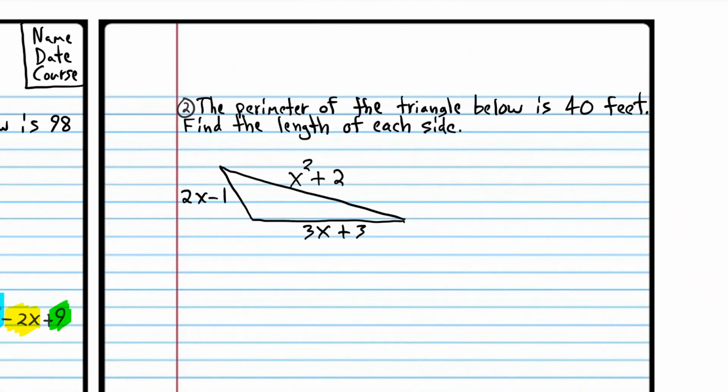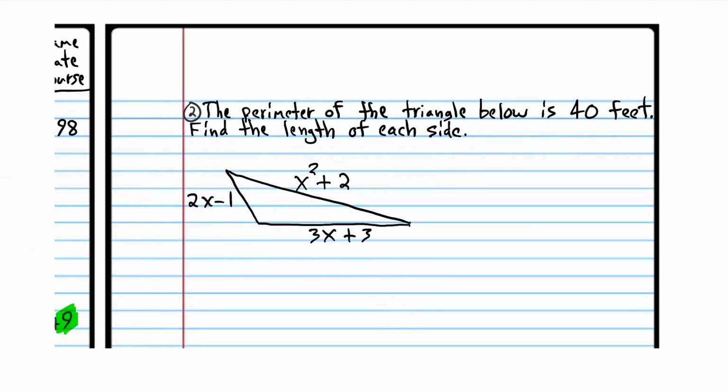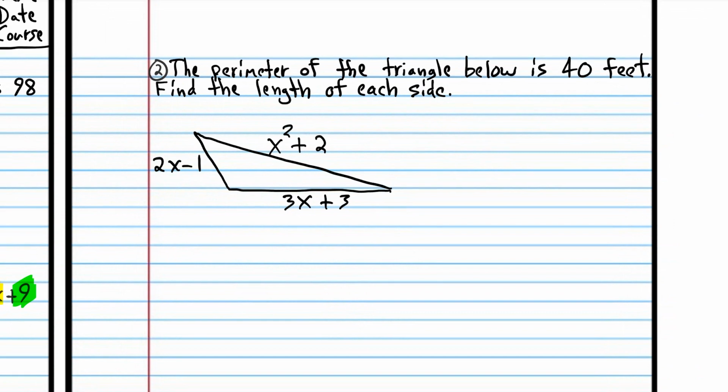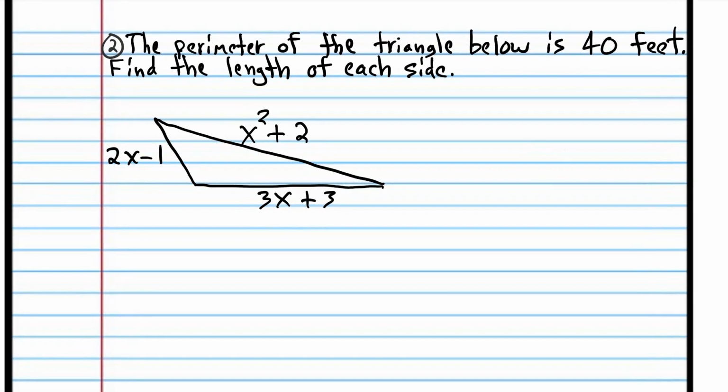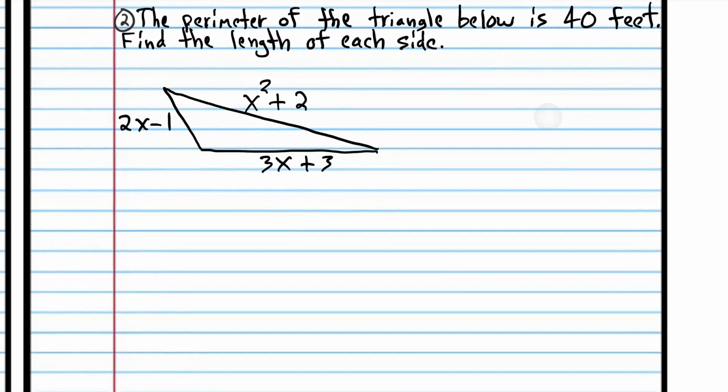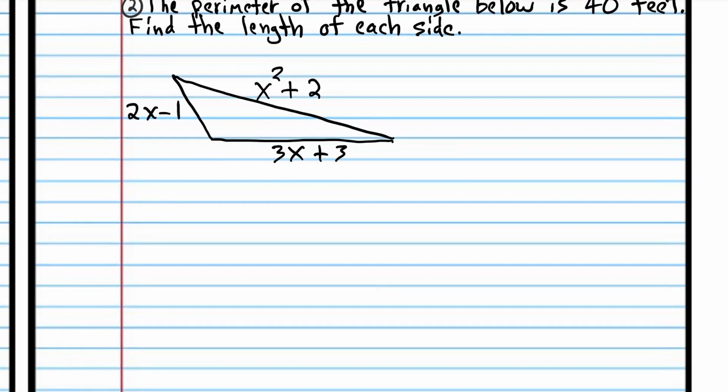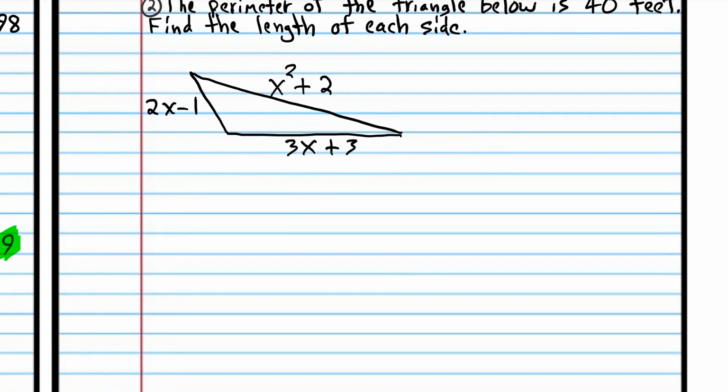All right, let's do one more of these together before you try one on your own. The perimeter of the triangle below is 40 feet. Find the length of each side. So it's the exact same problem. We're just doing the same thing. And if you want to, you can go ahead and try this problem on your own, or we can just do it together. If you want to try it on your own, pause the video. If you don't want to try it on your own, that's okay. We'll do it together. So again, the perimeter is equal to the sum of the sides.